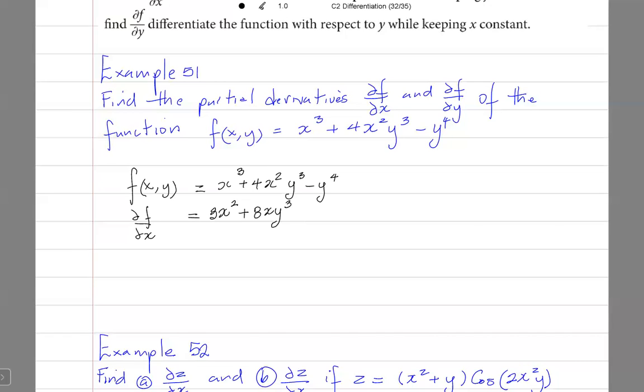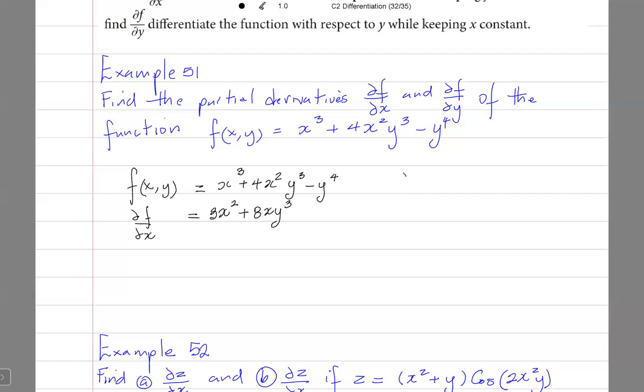Now, if I differentiate y to the fourth power partially with respect to x, I'm going to get 0, because when you differentiate partially with respect to x, y is a constant. And when you differentiate a constant with respect to x, you're going to get 0.